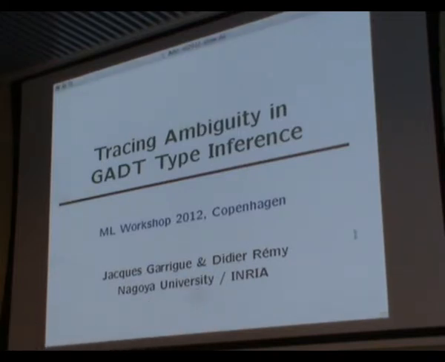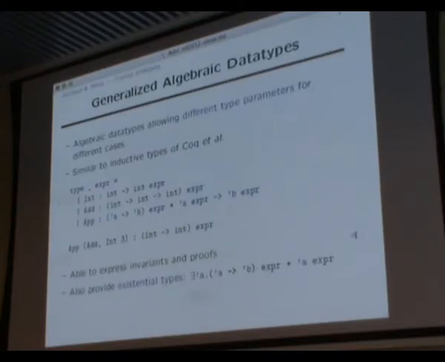Okay, thank you. So this is about tracing ambiguity in GADT type inference. You can see it as a sequel to what we did last year at ML Workshop 2011. I don't know how many of you were there. So I was asked, in case some people still don't know what GADTs are, to give a short primer.